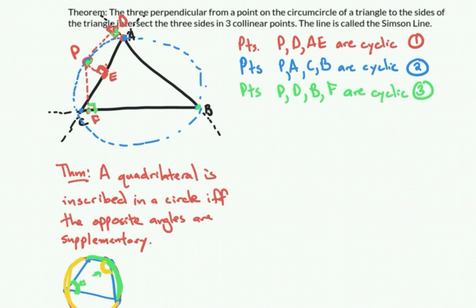So that's point 3. Okay. Now, if I look at one of these, let's do P, A, C, and B. Let's do the second one because we already have the circle drawn in this case. Okay.